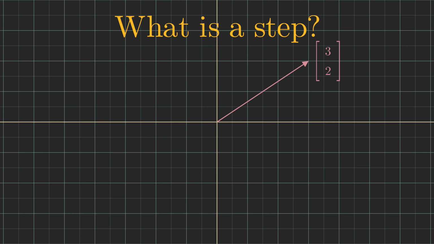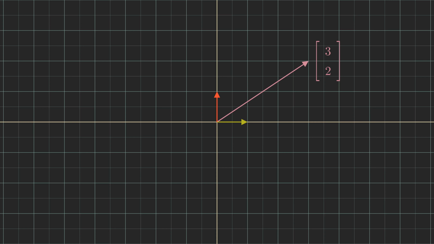For our purposes, let's define a step to the right as going along this vector, and the step up as this other vector. These vectors that define our steps, known as i hat and j hat, are what we call basis vectors, and together they form a basis. In this specific case, they form the standard basis, which creates the standard coordinate system we are familiar with.